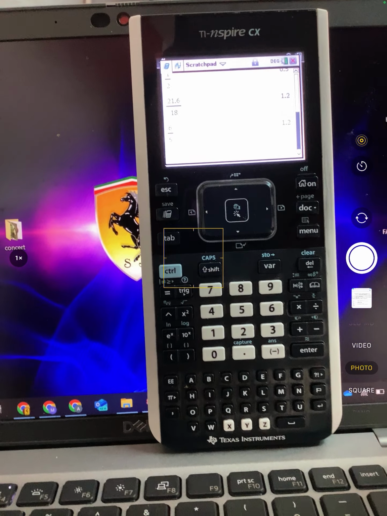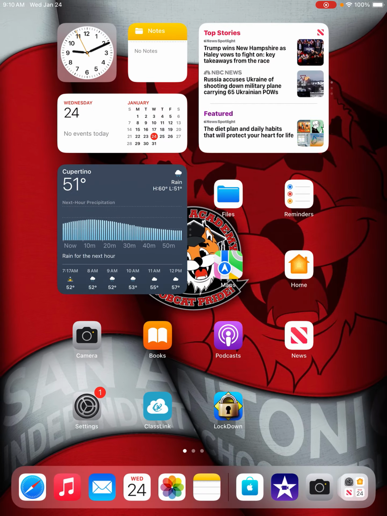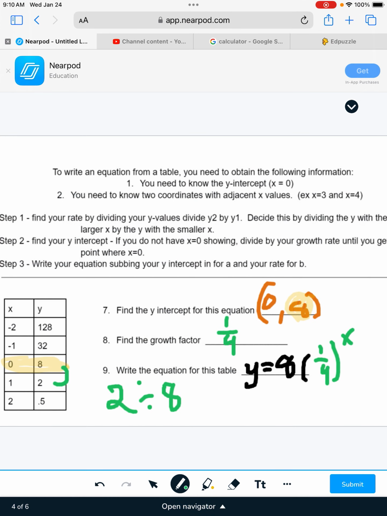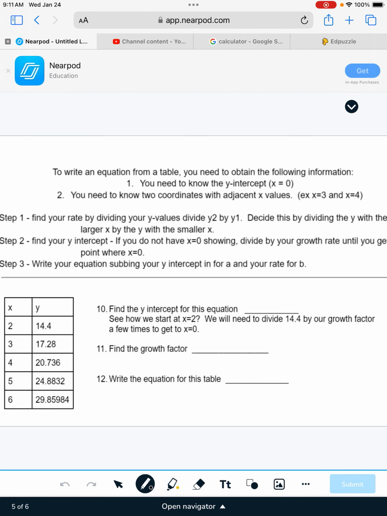Let's focus on the screen. There we go. All right. So I'm showing you that so you can see that, yes, this is a skill that is tested on the STAAR, as well as it is something that is meant to be somewhat straightforward as long as you're able to recognize those steps, okay? So let's try this again here.